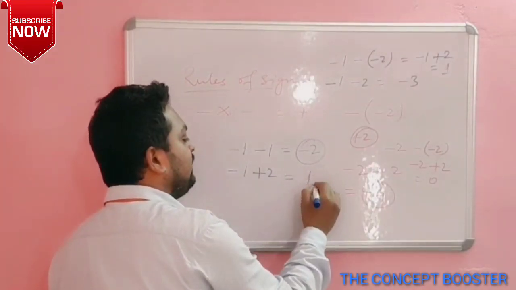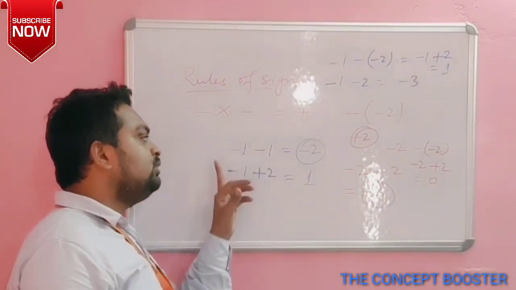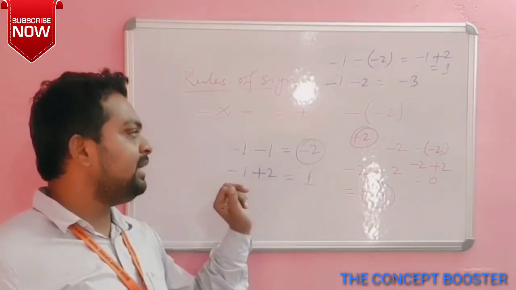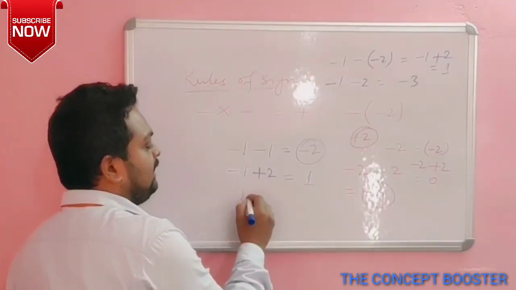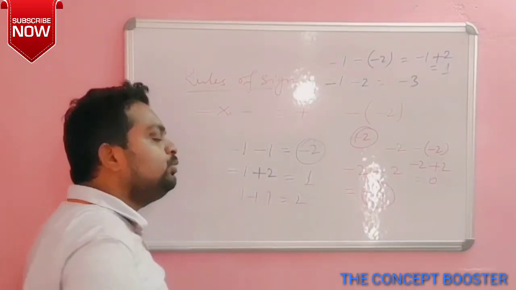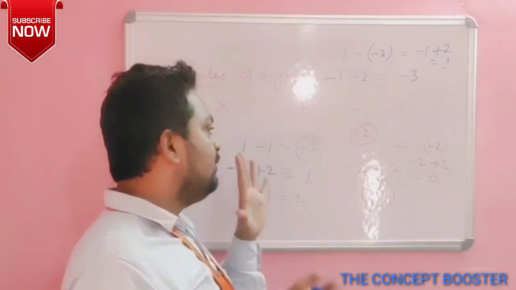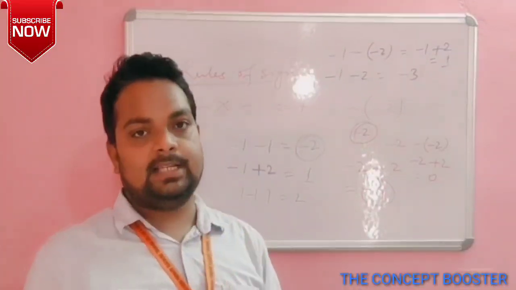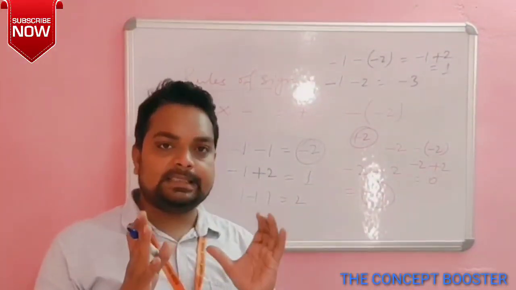So simply you can write it as 1. Okay, but if it is same sign, like minus and minus, you have to put minus. If it is plus and plus, then like 1 plus 1, you will write 2. So what is the concept? For two same kinds of sign, meaning if you have two minus signs, you have to always add.